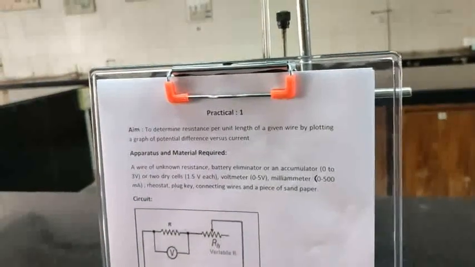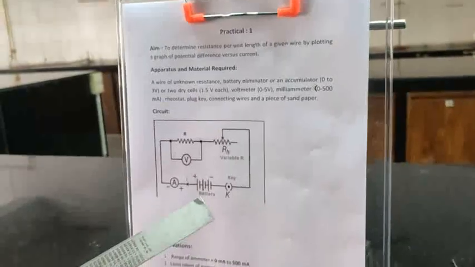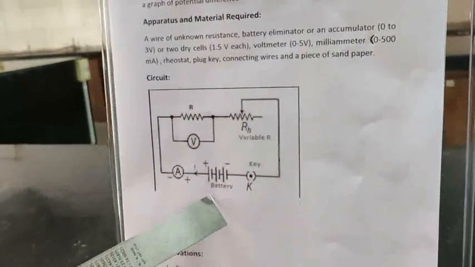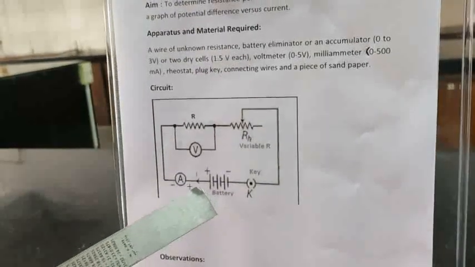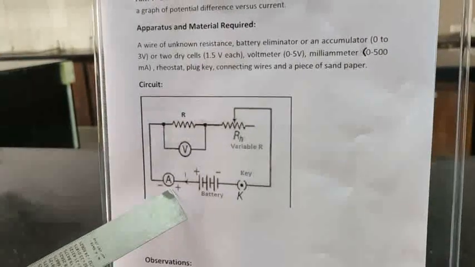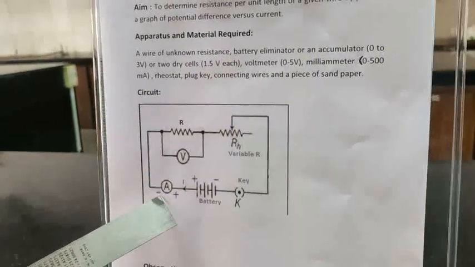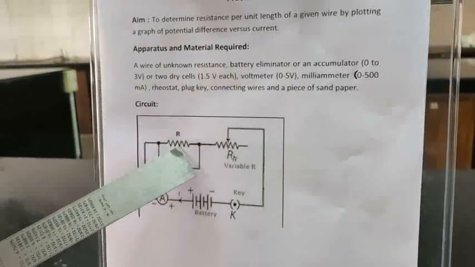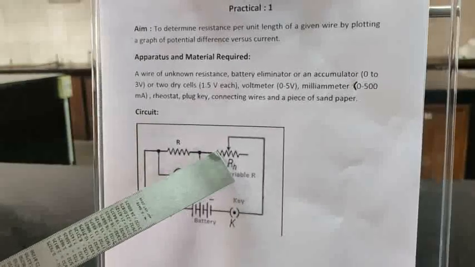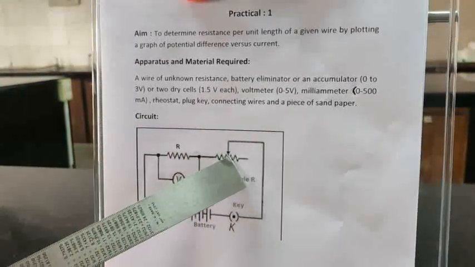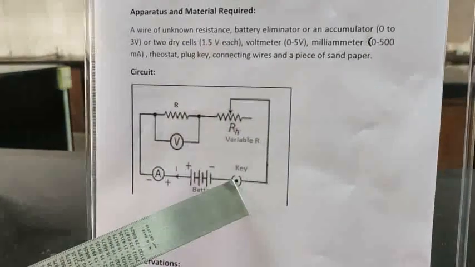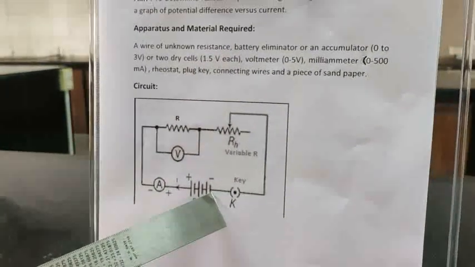Now in this experiment, you can see in the figure the circuit diagram for Ohm's law, where we use a battery eliminator. The positive terminal of the battery goes to the ammeter positive terminal, the ammeter negative terminal goes to the resistance or coil, and the other end of the resistance is connected to the lower end of a rheostat. The upper end of the rheostat is connected to the key, and the second terminal of the key is connected to the negative of the battery.